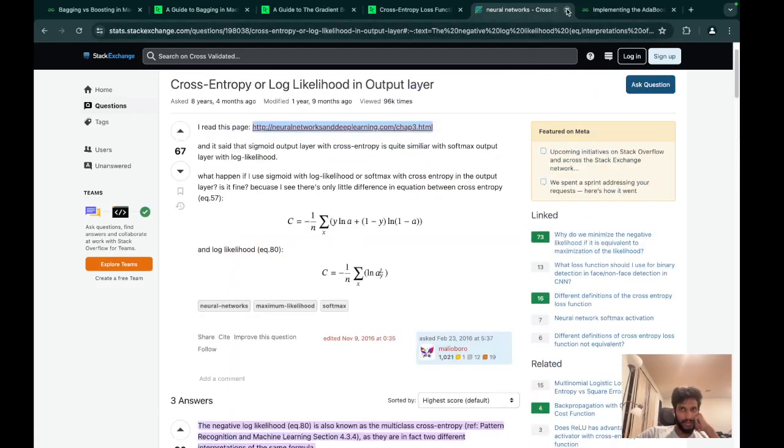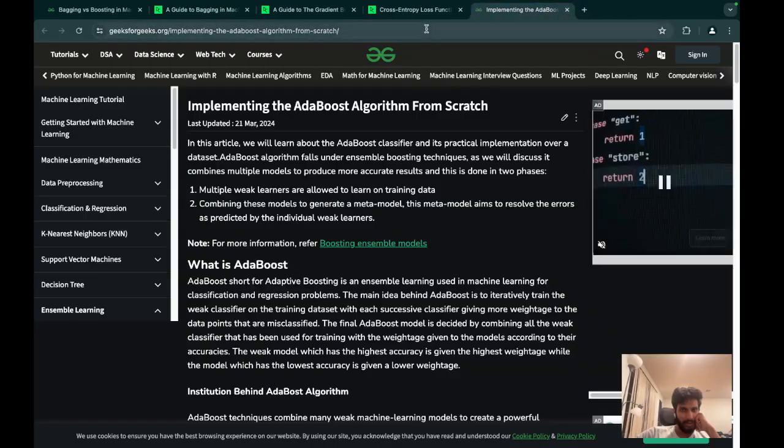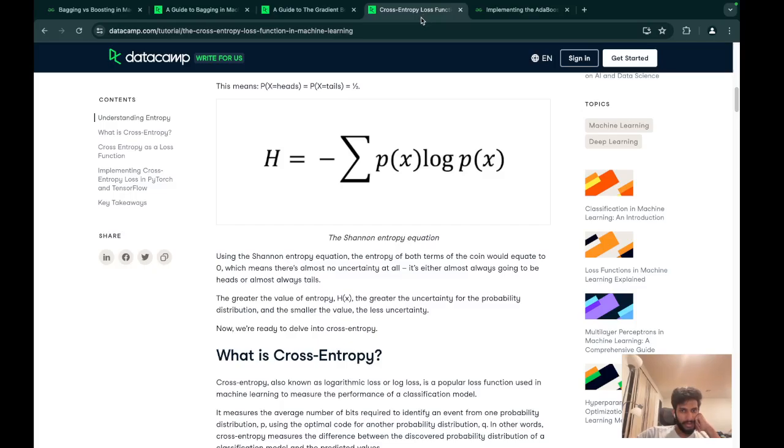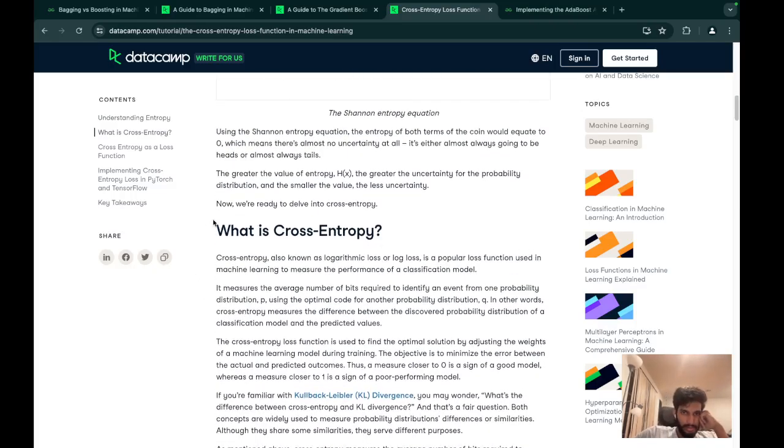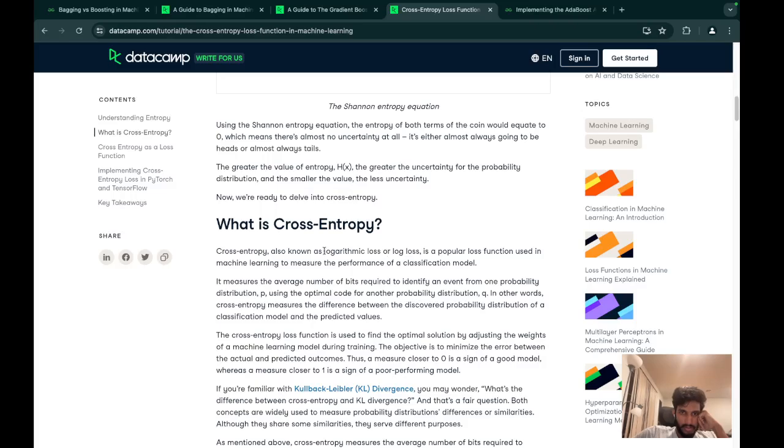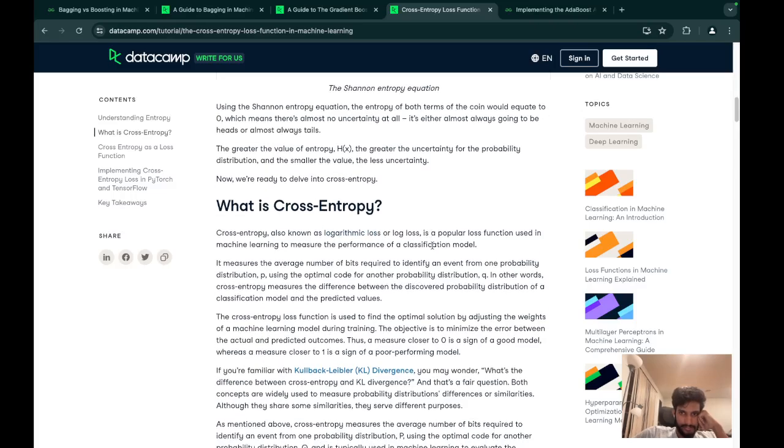I guess in terms of negative log likelihood, we... anyway. Let's not care about negative log likelihood. If someone wants to look into it, I think they should, and I'll probably look into it sometime soon when I come across it again. But cross entropy is also known as log loss, a popular function used in machine learning to measure the performance of a classification model.